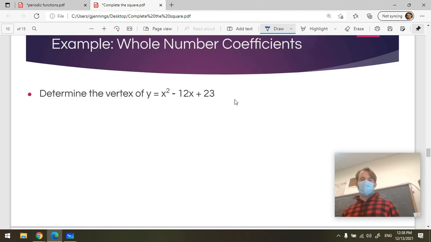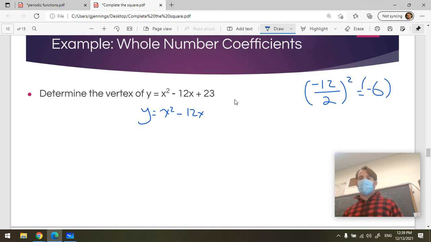Write down this example in your work. And we're going to do it for our first step. y is equal to x squared minus 12x. But then I'm going to add and subtract something here. So I'm going to have (minus 12 divided by 2) squared, which is again negative 6 squared. But negative 6 squared, again, that's going to be positive 36.